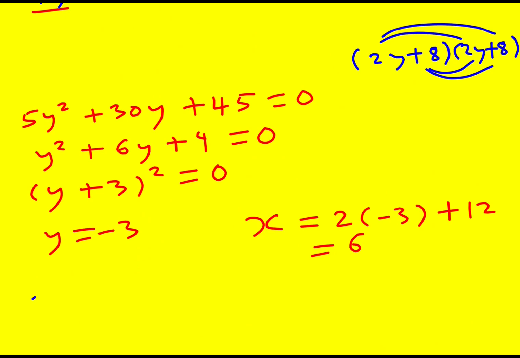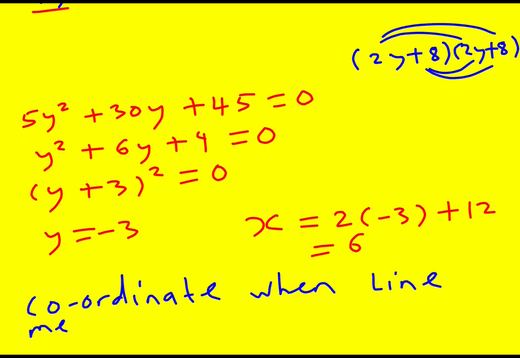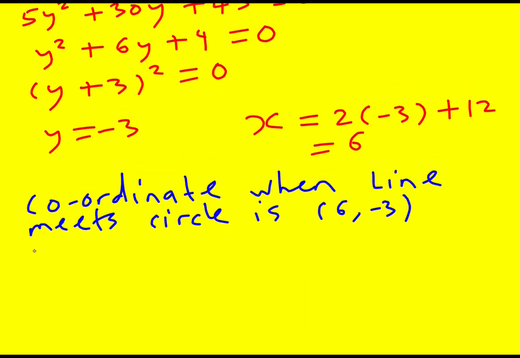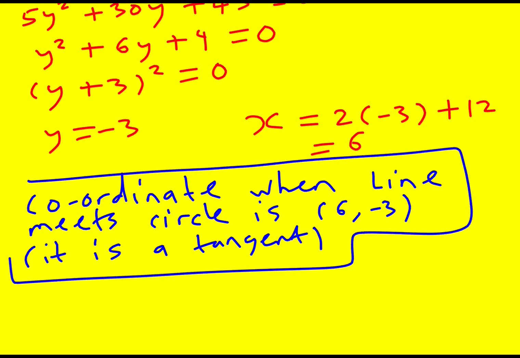So basically, I would always say it's just a coordinate where the line meets the circle, which is (6, -3). It is, in this case, a tangent. I don't think you necessarily have to write all of that, but do write it as a coordinate at the end, just because we were asked for that.